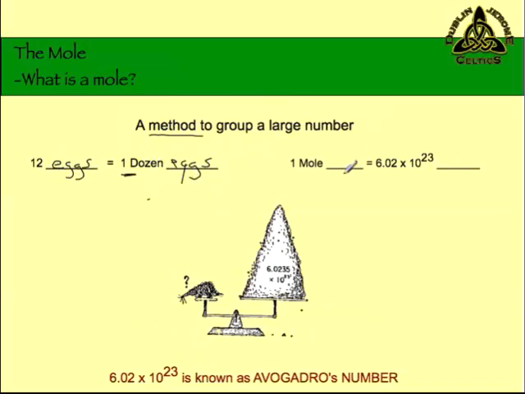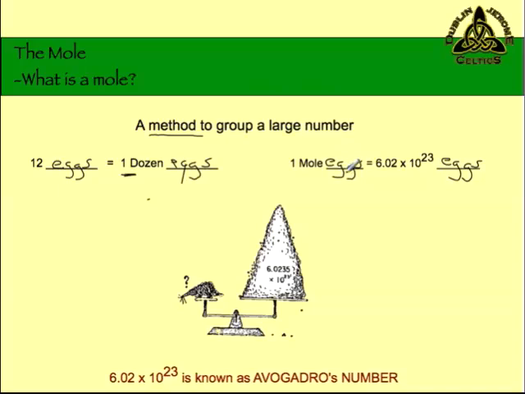The mole is very, very similar to that. If we had a mole of eggs, we would have 6.02 times 10 to the 23rd, or 602 sextillion eggs. That's a lot of eggs. And you might think, why would I need that many eggs? Who are you making cookies for? I don't really know.